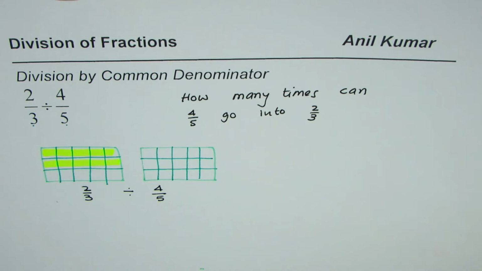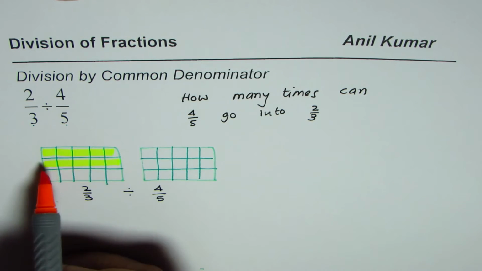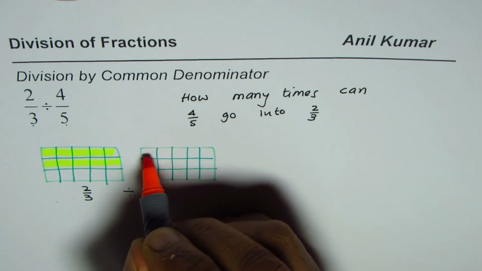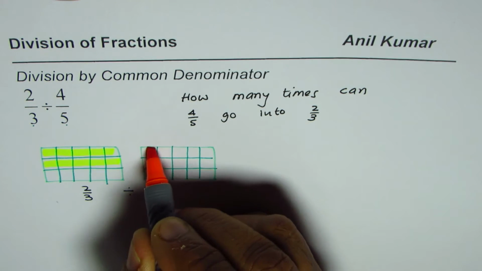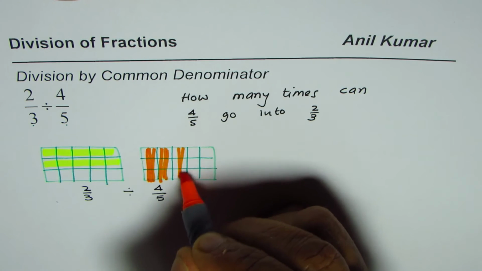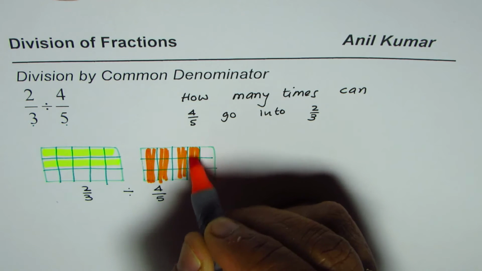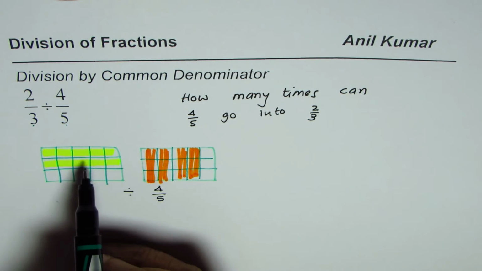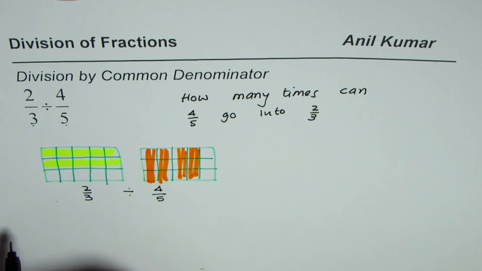So as you have seen, 2 out of 3. So these are the 2 rows selected. 4 out of 5. Let me select 4 columns, right? So we have 4 columns selected, that is 1, 2, 3, and 4, right? So we have selected 4 columns out of 5. Now, the question here is, how many times will this go into that?